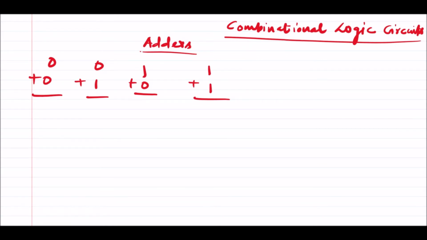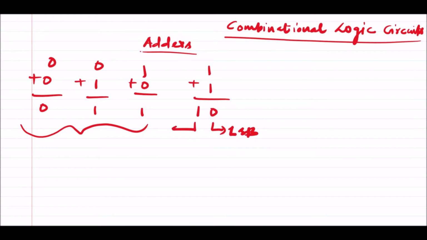And these are all binary numbers. So 0 plus 0 is always equal to 0. 0 plus 1 is 1. 1 plus 0 is 1. And 1 plus 1 is 1, 0. So this is my LSB, the least significant bit, and this is my MSB, the most significant bit. The higher significant bit is always called the carry. So this is the basic fundamental of addition operations in digital electronics.